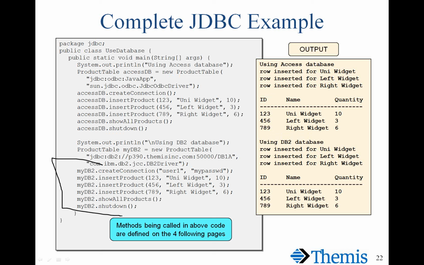Same series of calls down below as we see up above, the difference being that in the Access database, when we create the connection, there is no security there, so there are no additional parameters. On the DB2 database, when we create the connection, there is security required, so we pass in an ID and password in order to create that connection.